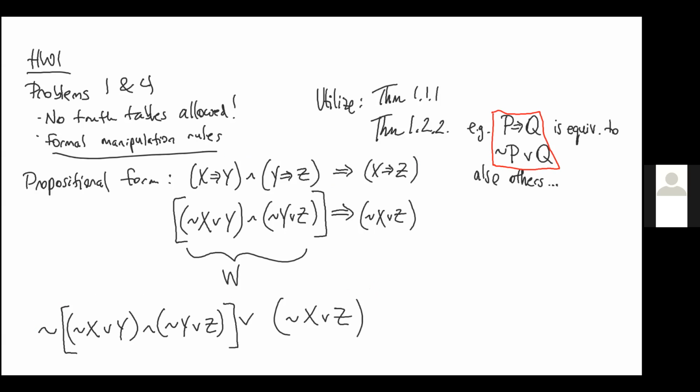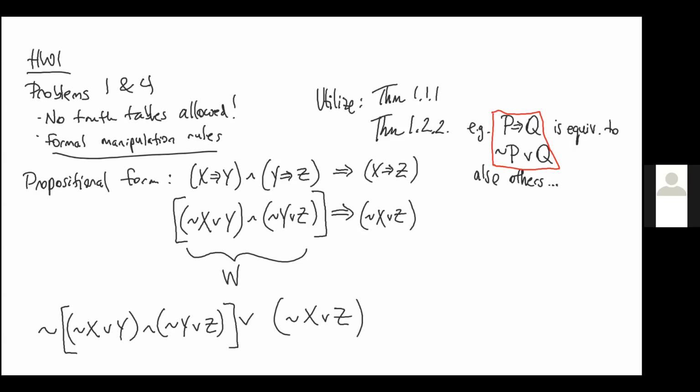Why is that nice? Well, there are no more implication signs. I've gotten rid of all of them. And now, hopefully, I should be able to do stuff with De Morgan's laws. Okay, De Morgan's laws were something in theorem 1.1.1 that I'll write down now.